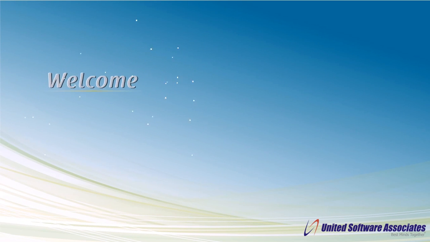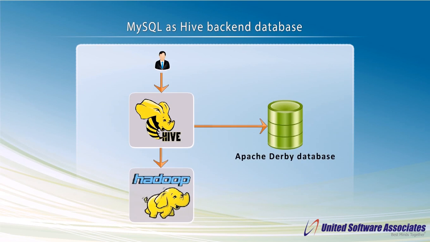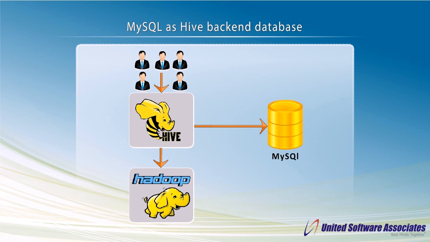Welcome. In this video, we will see how to use MySQL as a Hive backend database. By default, the Hive metastore stores all Hive metadata in an embedded Apache Derby database in MapR file system. Derby only allows a single user to access the metastore at a time. To use Hive with more than one user, you have to set up MySQL as a backend database.